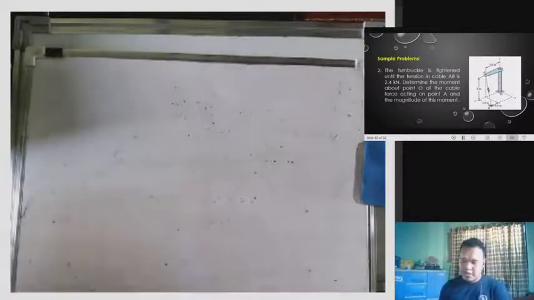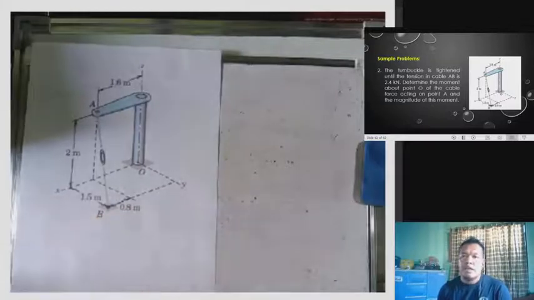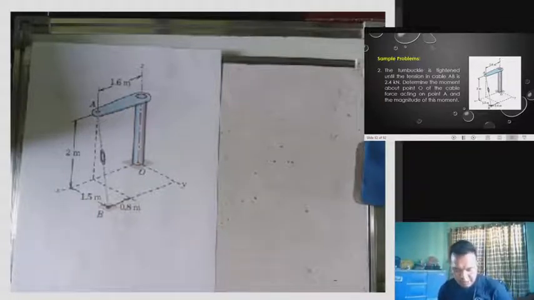Okay, we have here problem number 2. The turnbuckle is tightened until the tension in cable AB is 2.4 kN. Determine the moment about point O of the cable force acting on point A and the magnitude of this moment.